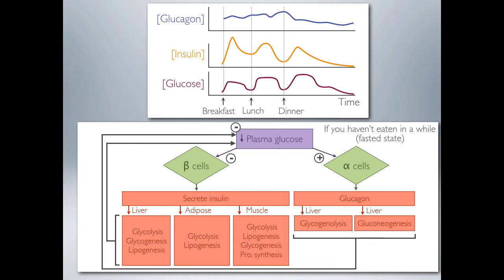Any questions? Yes? So what I understand from what you said, Professor, is if you just ate, you're going to want to lower the glucagon signal, right? And if you haven't eaten, you want to lower the insulin signal but increase the glucagon signal. Is that right? That's correct.